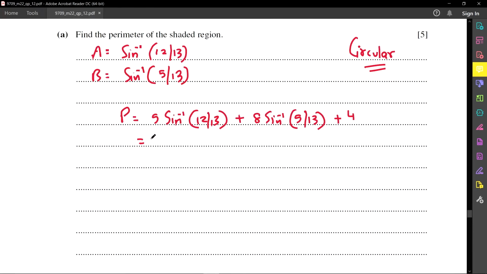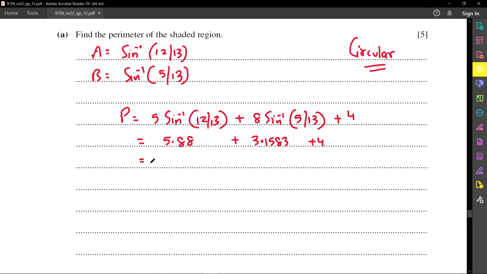Here we need to change the calculator to radian mode, because earlier we used degrees. So we have sine inverse of 12 by 13 into 5, that gives you 5.88, plus 8 into sine inverse of 5 by 13, which is 3.158, and plus 4.